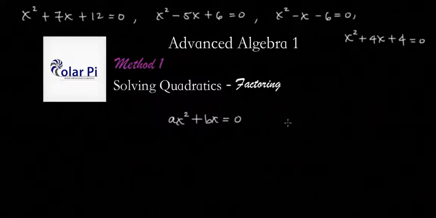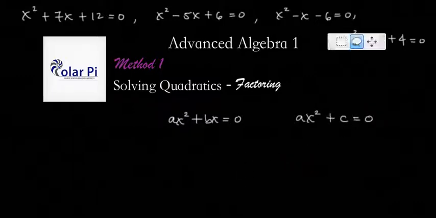And we also saw how to solve quadratics that are of the form ax squared plus c equals 0, where they're missing the middle term. And so that was in method 0.